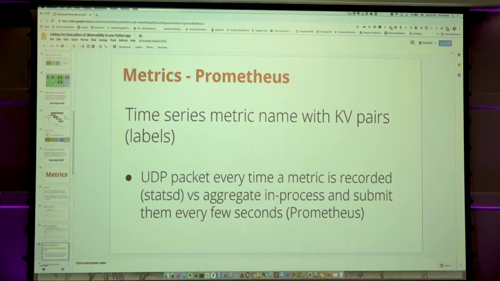People might have heard Prometheus talks here before, or if you're using Kubernetes, Prometheus is the new thing. It's a time series database. It's very similar. It takes in your key value pairs. The real difference between it and StatsD is StatsD sends a UDP packet every time you have any change to one of the counters or your incrementals, whereas Prometheus aggregates it in process and is pulled by Prometheus every few seconds.